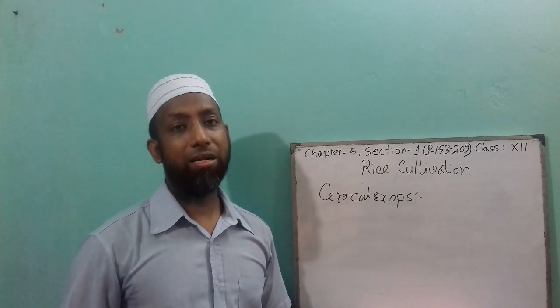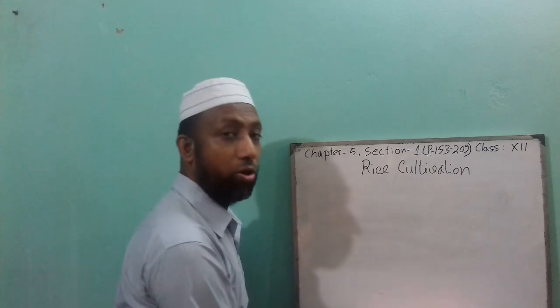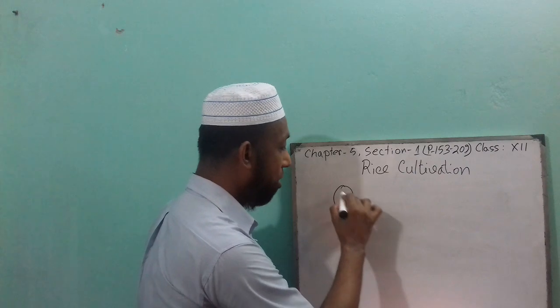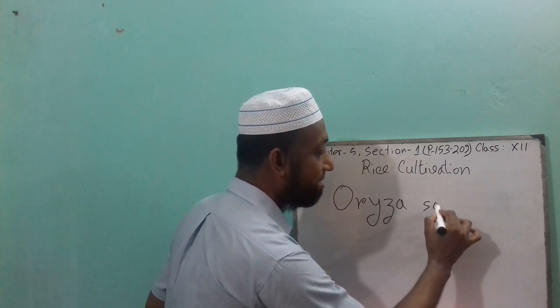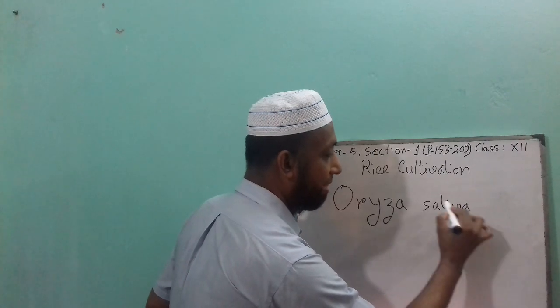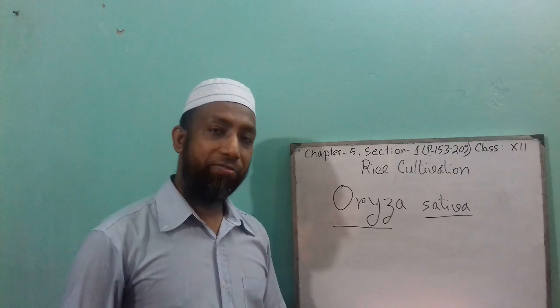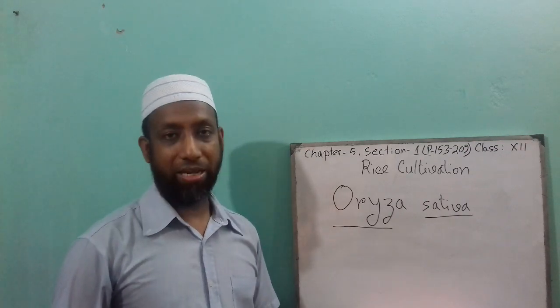So now let us start the cultivation method of rice. First of all, you have to know the scientific name of rice, which is Oryza, O-R-Y-Z-A, Oryza sativa. And then you have to underline this scientific name. Otherwise, you will not get the marks for the scientific name.